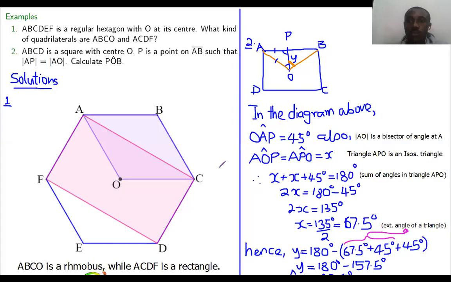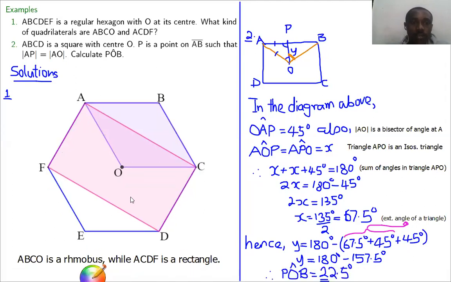I've solved it in another application. So here are the solutions. Let's quickly run through the solutions. So here is the solution to example 1. So this is the hexagon ABCDEF. All right. So that is the hexagon.